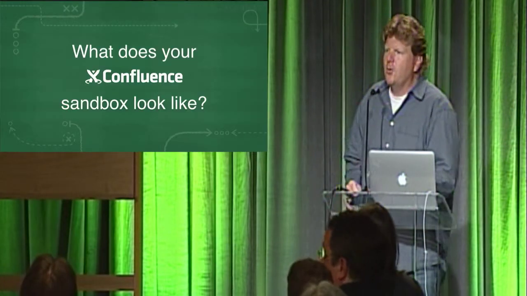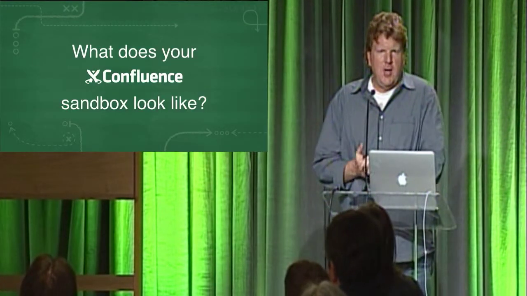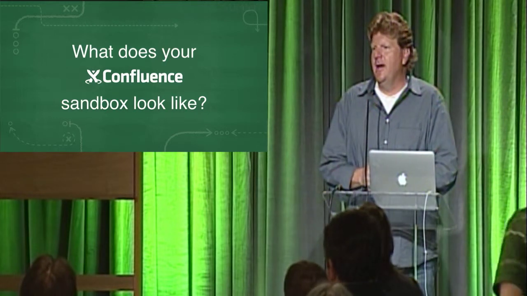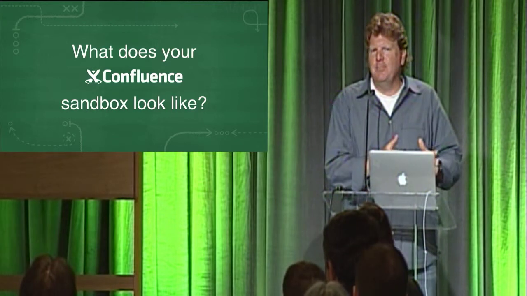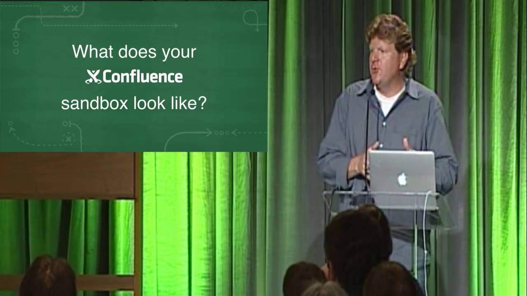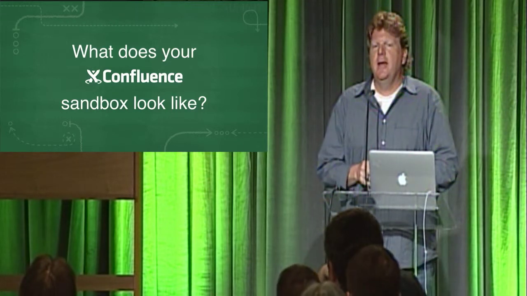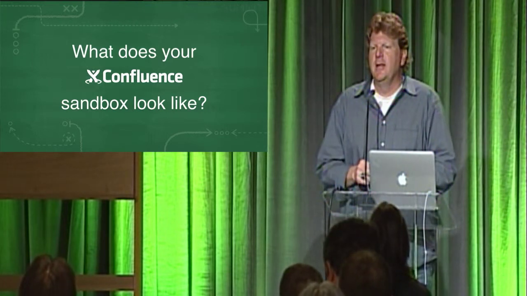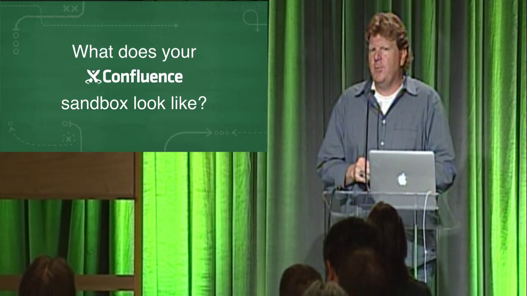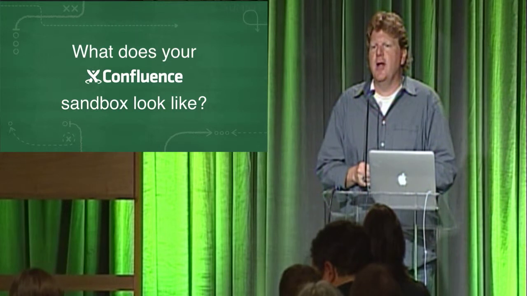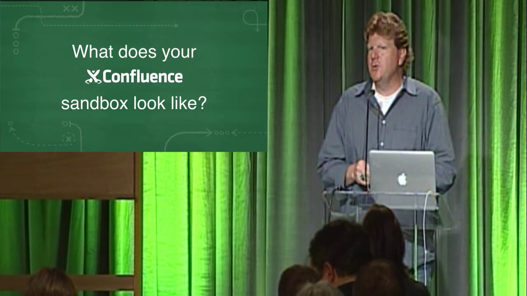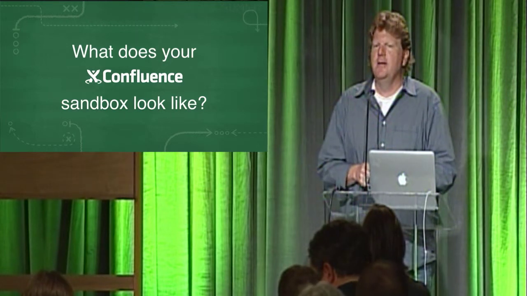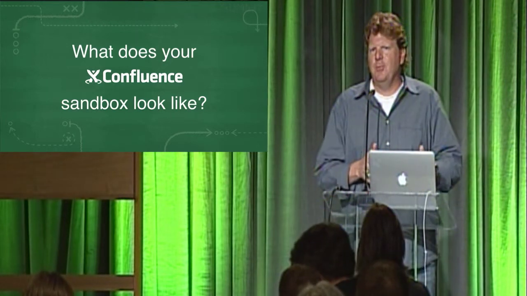So I'll start with a rhetorical question. What does your Confluence sandbox look like? Imagine you have production and you have something that's not production. And you might actually have multiple not productions. And there's different reasons that we have them, but chances are you've got some place where you can try some things and you're not going to hurt anyone. Something that is a little more disposable, you can spin it up and spin it down. So there's production and there's not production.